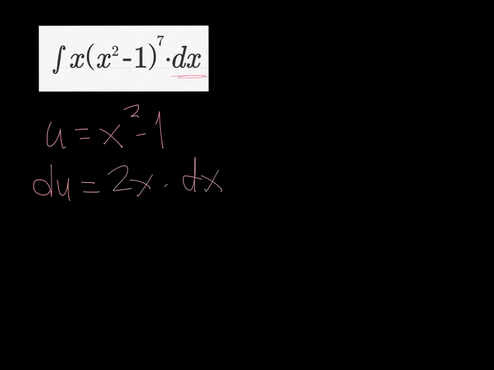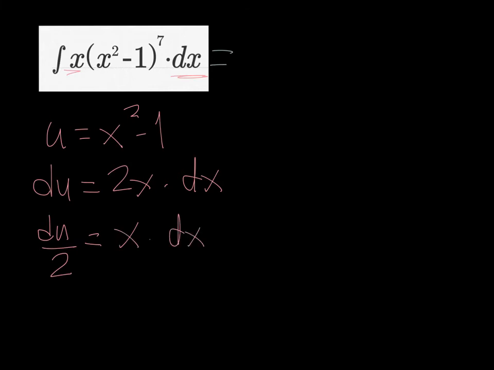Okay, let's solve another exercise. In this case, my u is going to be x squared minus 1. And if we choose u as x squared minus 1, the differential of u will be 2x times dx, and we have just x times dx. So we divide both sides over 2. So we have du over 2 equals x times dx.